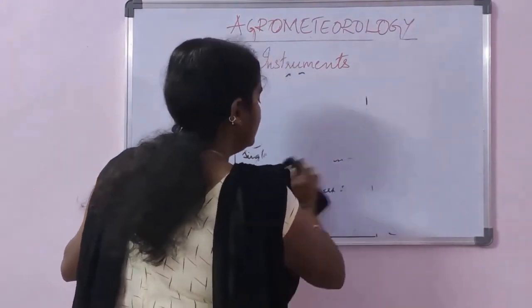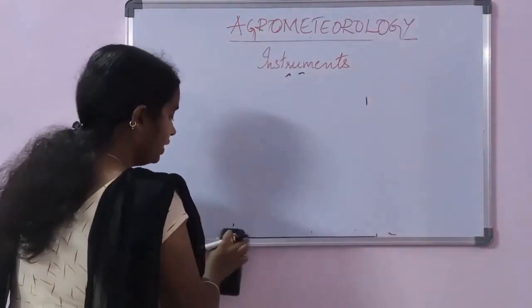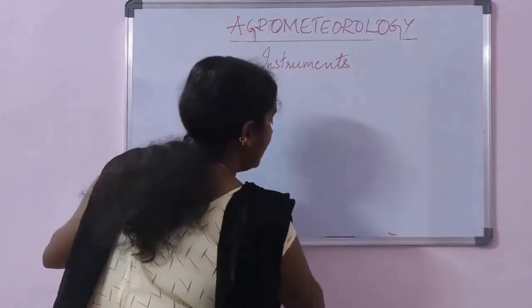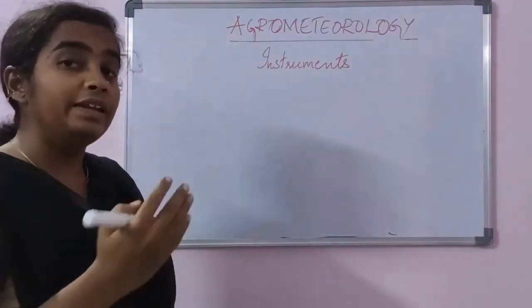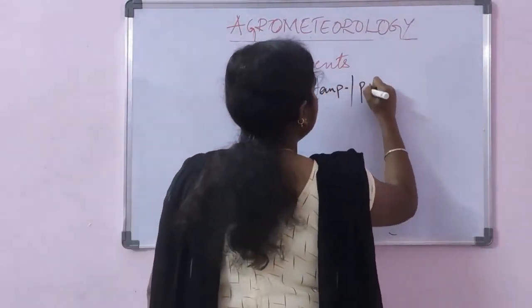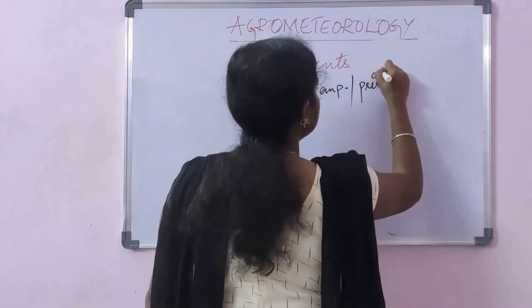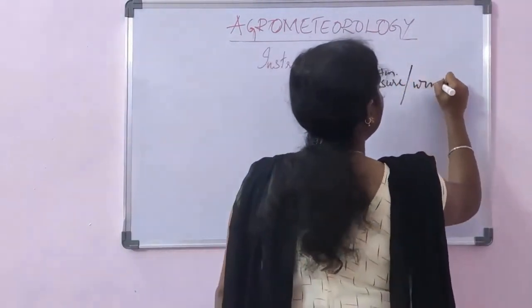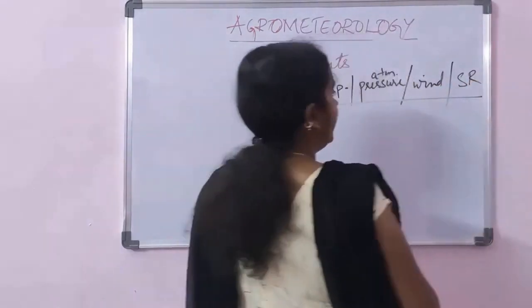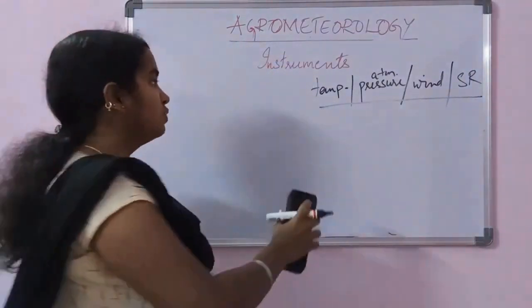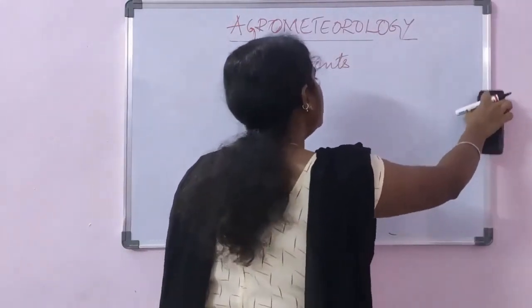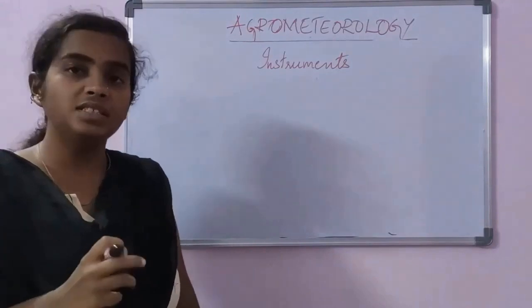There are different instruments which are used for measuring wind velocity, wind direction, atmospheric pressure, temperature and solar radiation. So we will divide the parameters into 4 types: temperature, atmospheric pressure, then wind, then we will go for solar radiation. So to know about the instruments for measuring temperature, now we shall discuss the Stevenson screen first.